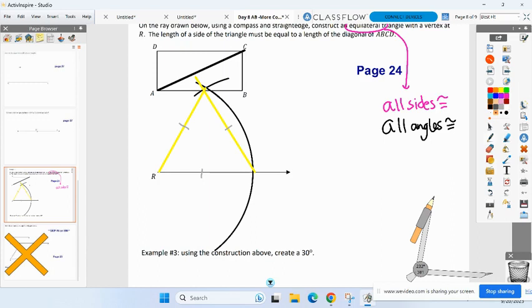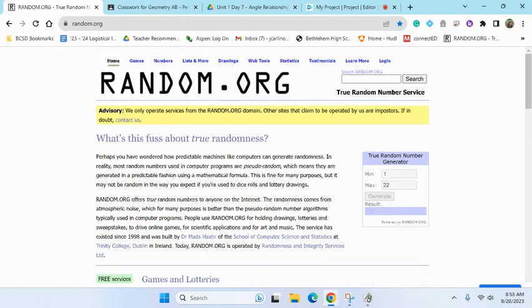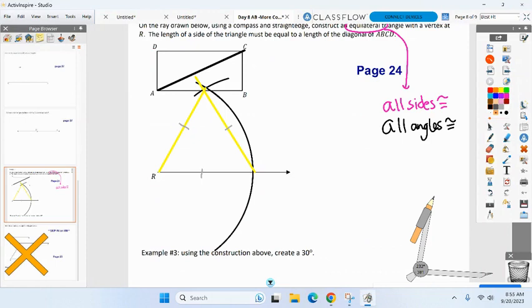Anybody got a little vocab term for me that we're about to do? How to go from a 60 to a 30. Come on, think about it. How am I going to go from a 60 to a 30? I want you to use a vocabulary term for me. Lauren, what do you think? What am I doing to go from 60 to 30? I'm just cutting 60 in half.